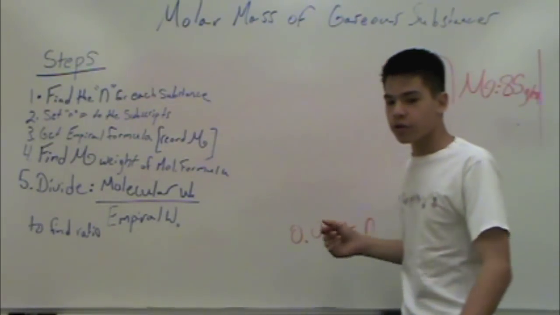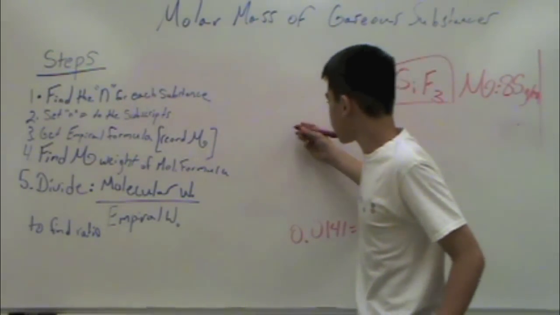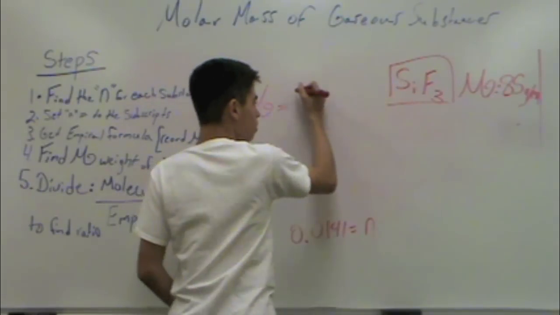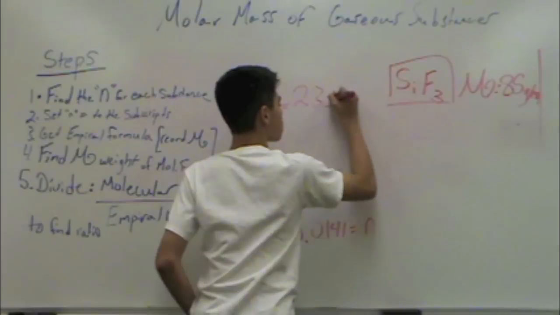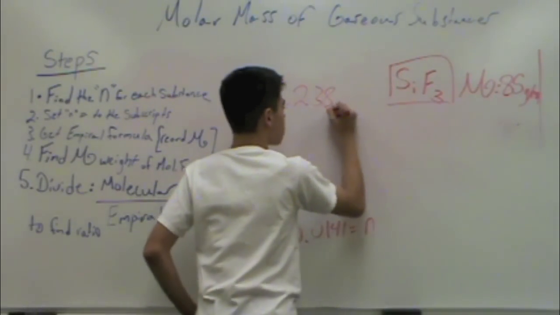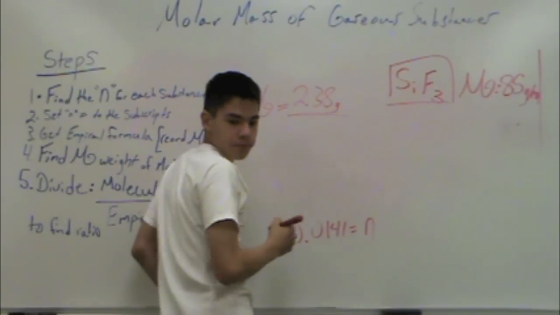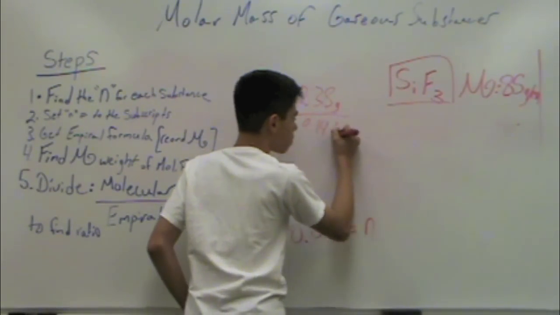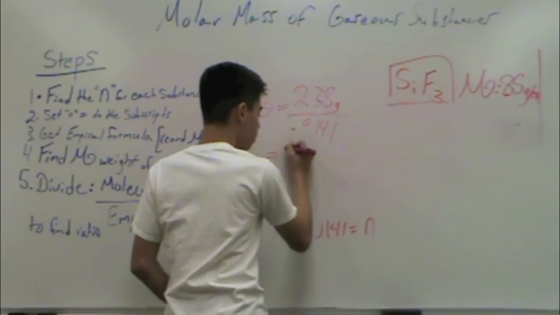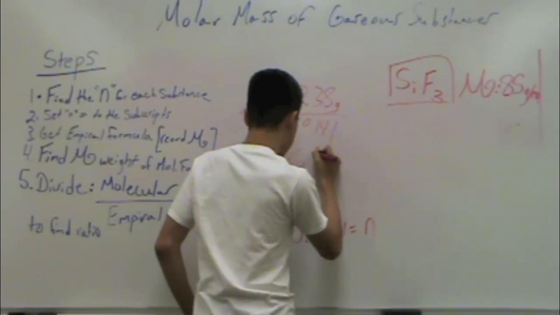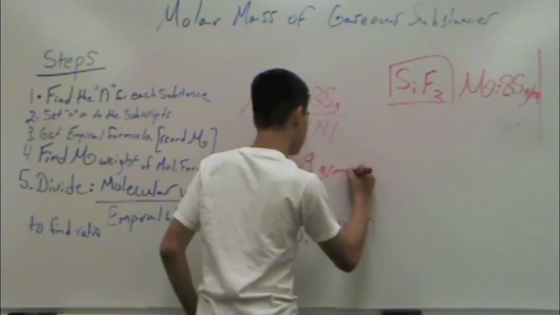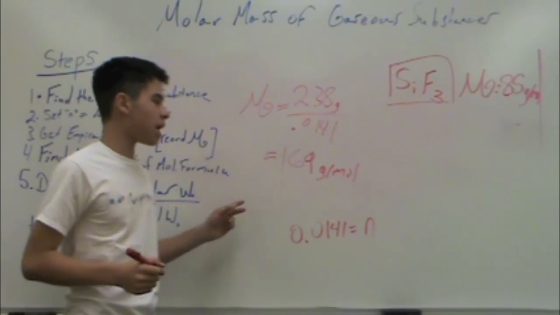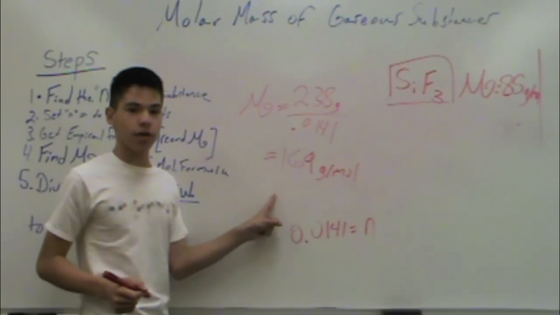Okie dokie. So in order to find the molar mass of our molecular formula, we know molar mass is going to equal our number of grams of substance over the number of moles of substance, and that's going to equal 169 grams per mole. So that means the unknown molecular formula has a weight of 169 grams per mole.